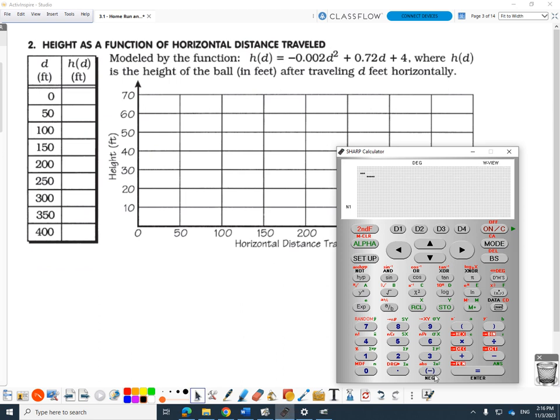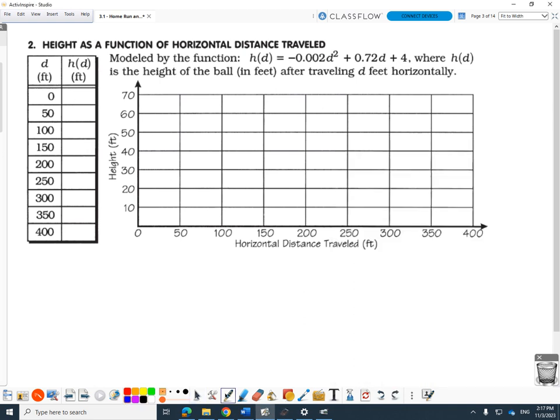Negative 0.0, oops, I'm already making a mistake there. 0.002, 0, look for your squared button, plus 0.72, and if you're getting annoyed by typing this all in, that's okay. You got a fancy calculator there. Do you get 4 as the first one? You're less than surprised. Whether we do time or whether we do distance, both start at 4.